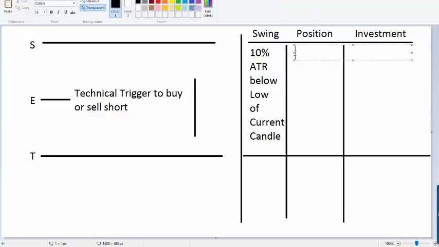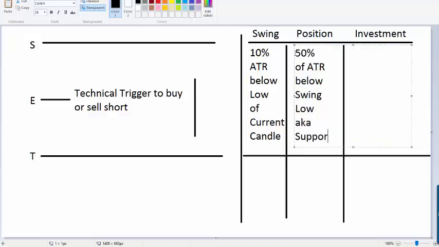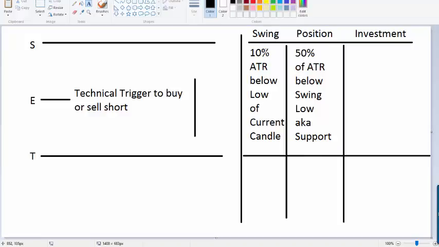Position trade, we're going to say 50% of the ATR below the swing low, also known as support. Okay. And an investment. Now, swing and position trades are done on daily charts.